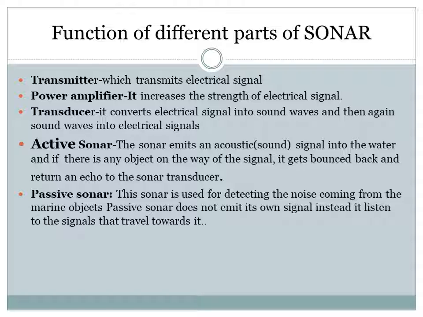Now the difference between active sonar and passive sonar. Active sonar emits an acoustic or sound signal into water, and if there is any object in the way of the signal, it gets bounced back and returns an echo to the sonar transducer. Whereas in passive sonar, the sonar is only able to detect the noise coming from some source, and it does not emit any signal of its own.